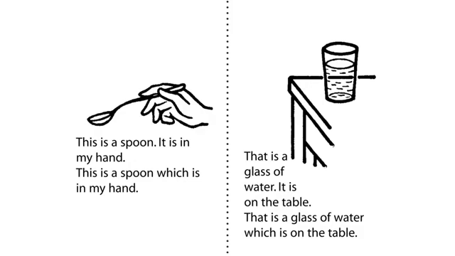This is a spoon. It is in my hand. This is a spoon which is in my hand. That is a glass of water. It is on the table. That is a glass of water which is on the table.